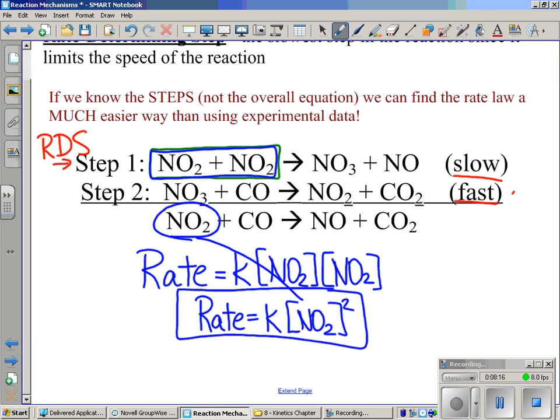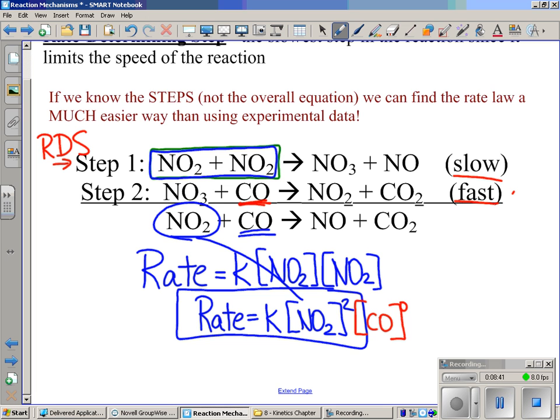So you can see NO2 from the overall equation was represented. Now CO wasn't. What does that mean about CO? Well, technically, I could write it in here, but if it's not part of the rate determining step, then it doesn't determine rate. And if it doesn't determine rate, its exponent will be, I hope you said 0, right? So you can write it on there if you want.